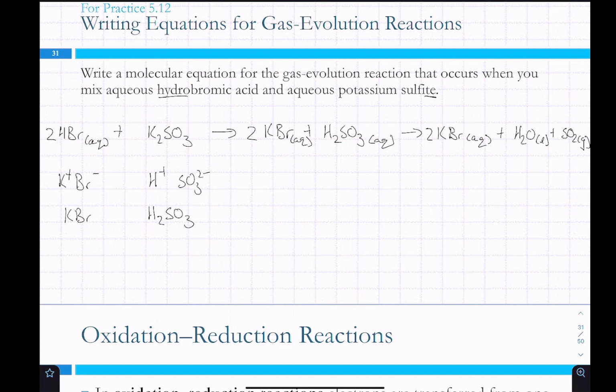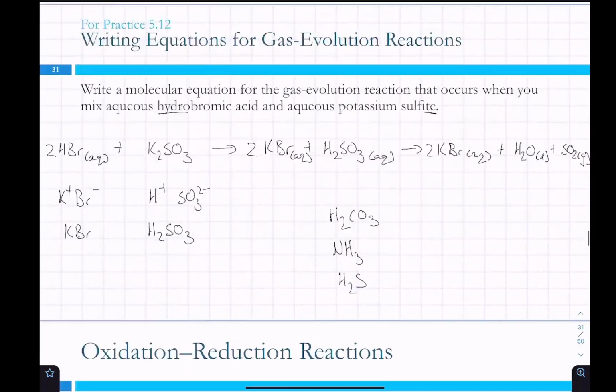But memorizing these: SO3 or H2SO3, H2CO3, NH3, and H2S, those are all the things that are going to eventually form gases or already be gases.